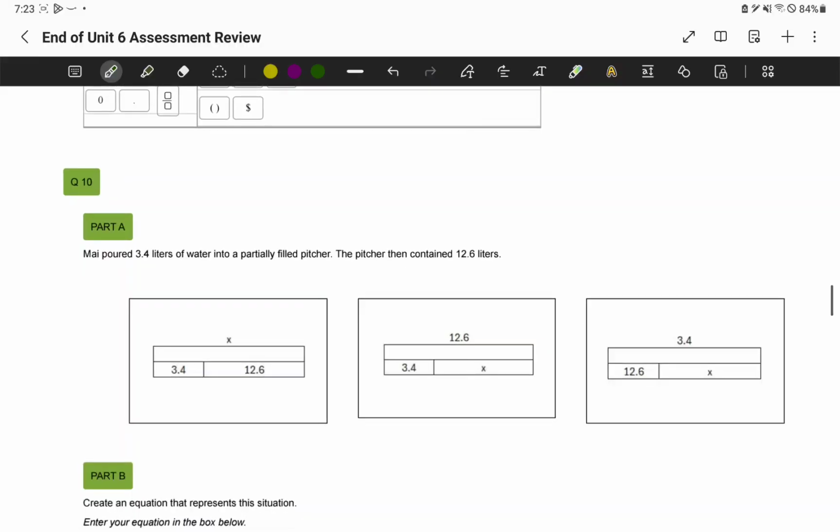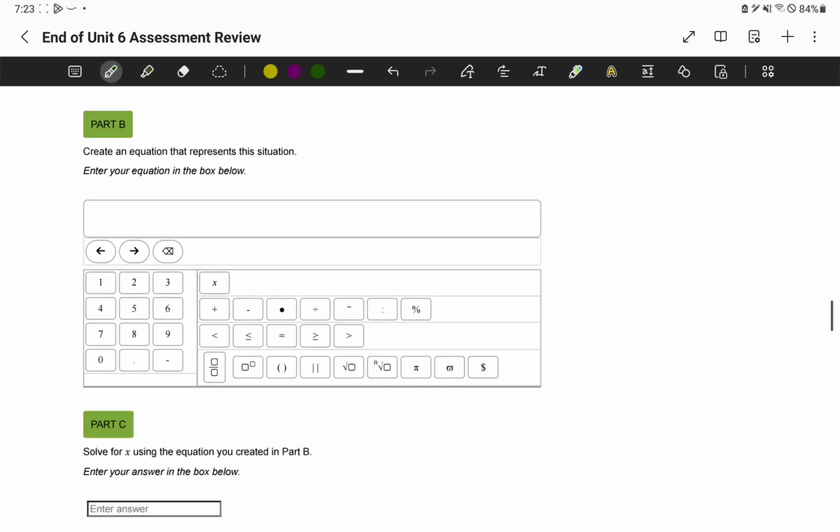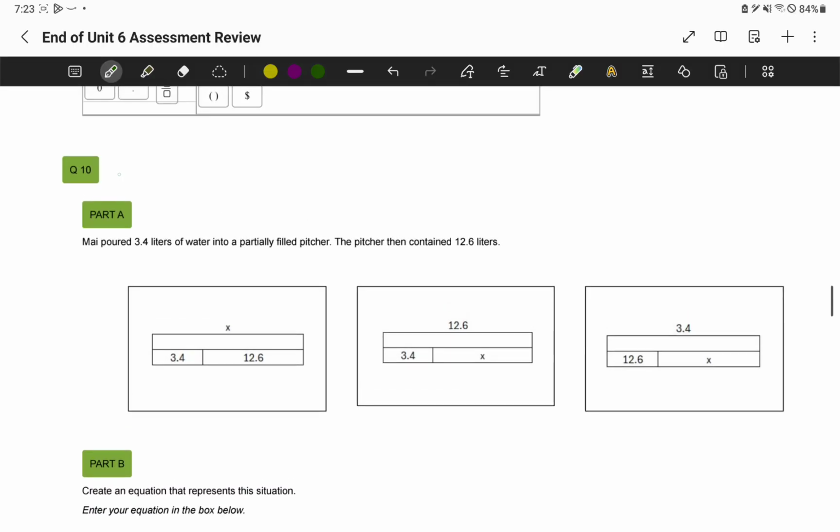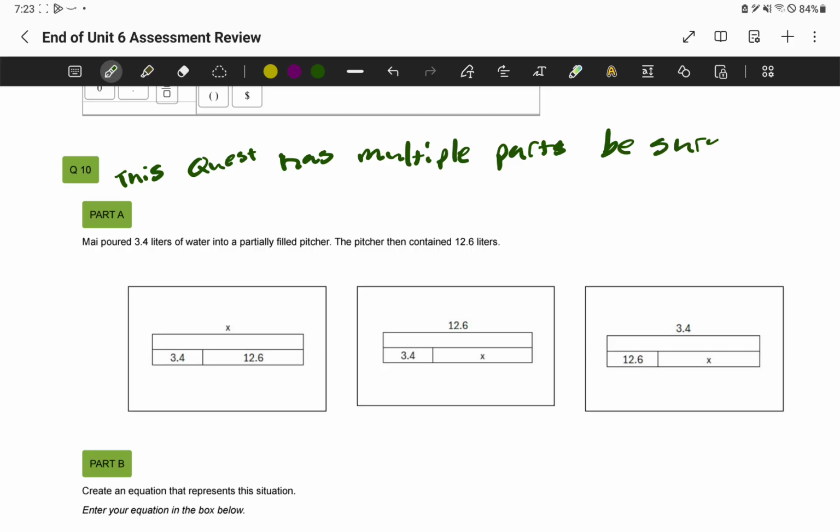All right. Now, this question has 3 parts. It doesn't say it, but this question has multiple parts. Be sure to answer them all.